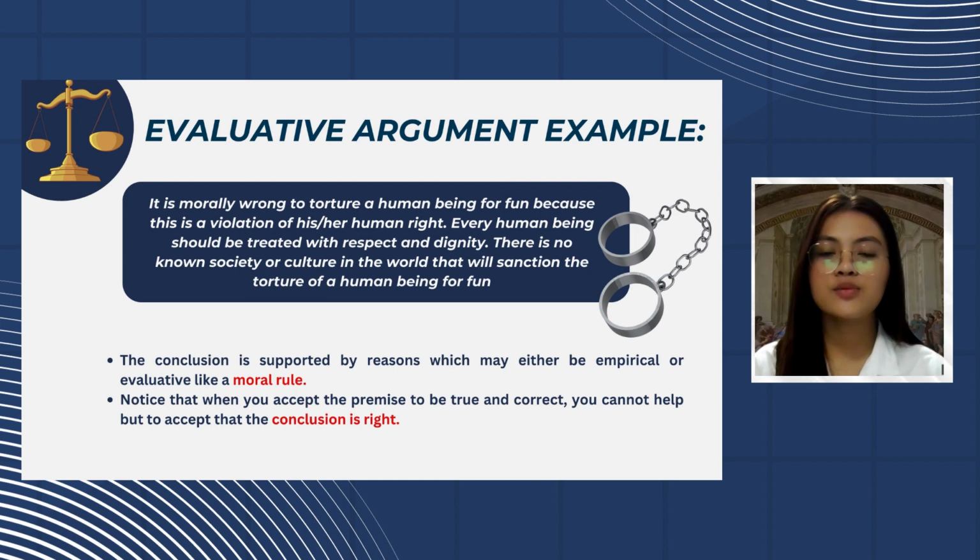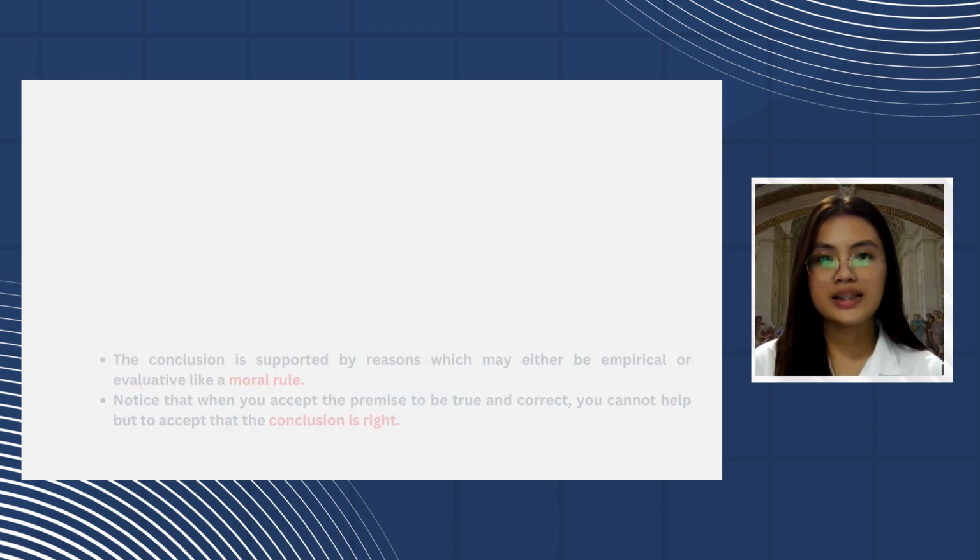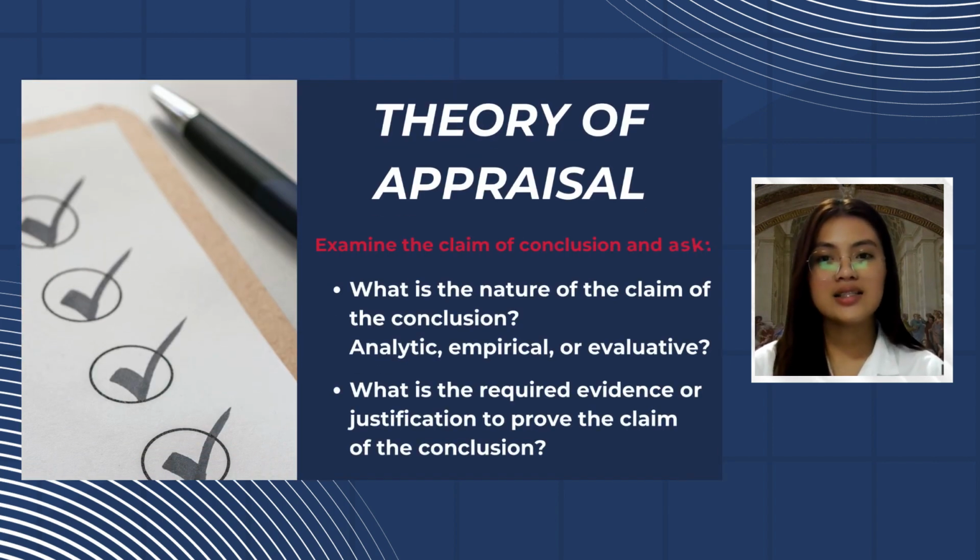This implies that the support offered by the premises to its conclusion is very strong. When you accept the premises, then you accept that the conclusion is correct. The degrees of support can belong to a continuum of very strong, moderately strong, weak, poor, or no support. Next would be the theory of appraisal. Its basic aim is to provide criteria for judging the strength of support by the premises to the claim of the conclusion. So, we examine the conclusion and ask 2 questions.